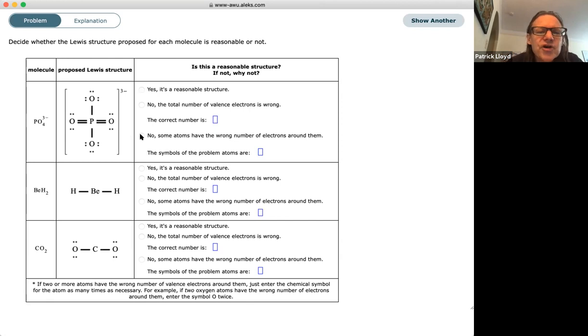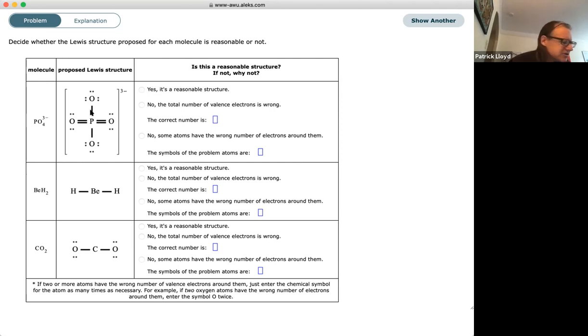I would say no, some atoms have the wrong number of electrons around them, and the problem is the phosphorus. The phosphorus would be okay with 10. So if you pushed one of these bonds back onto this oxygen and gave the oxygen the negative formal charge, the phosphorus would now have 5 bonds. And so 5 minus 5 would give you 0. So it's almost right. This one, notice the nuance.